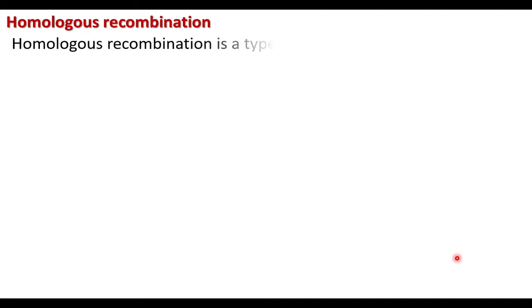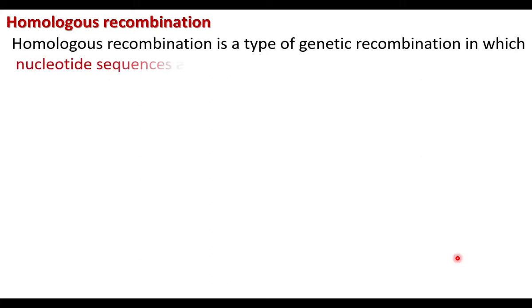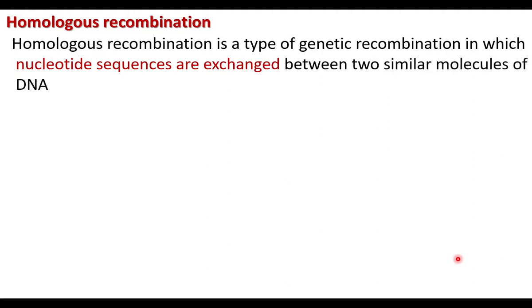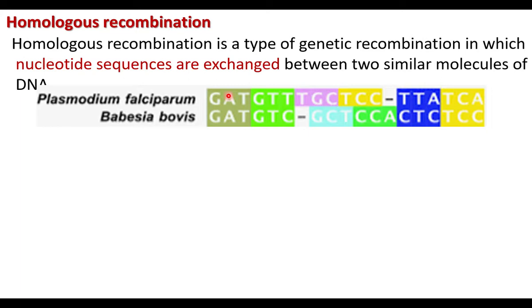Homologous recombination is a type of genetic recombination in which nucleotide sequences are exchanged between two similar molecules of DNA. This is the DNA sequence of Plasmodium. This is the DNA sequence of another organism. Here some regions are homology regions, similar nucleotide sequences. In between the two regions, the dissimilar nucleotide sequence is there, but these homology regions are involved in exchange of DNA. That is called homologous recombination.